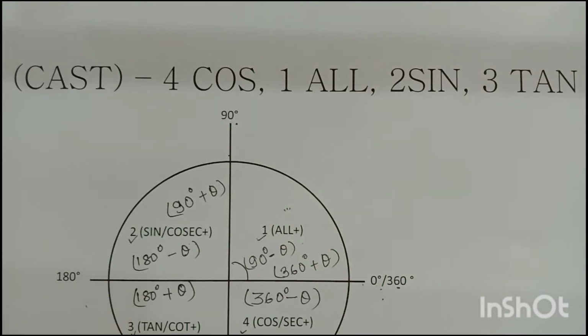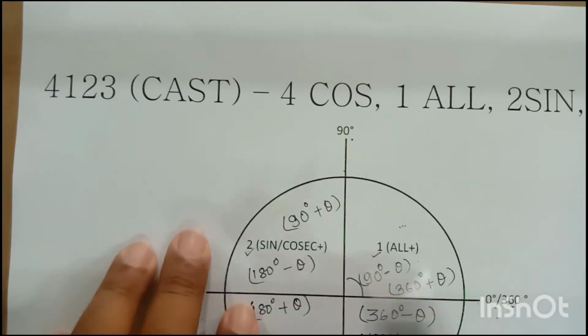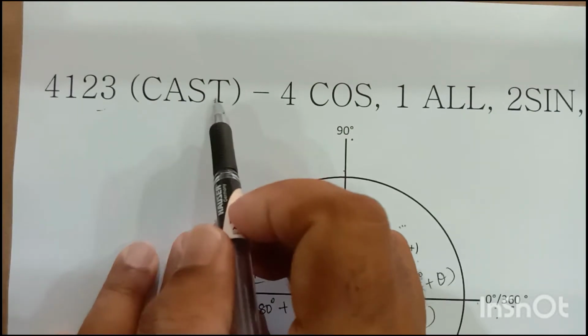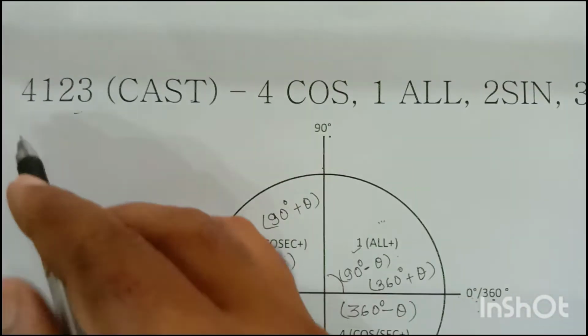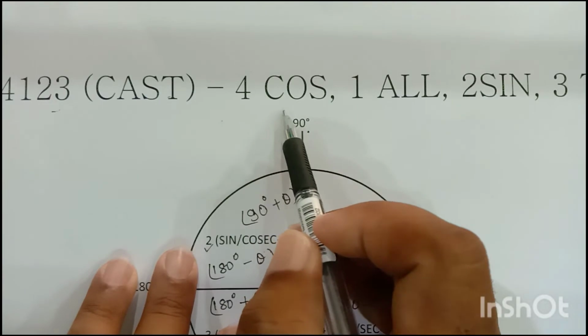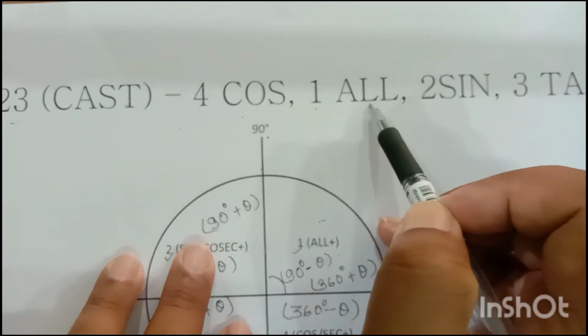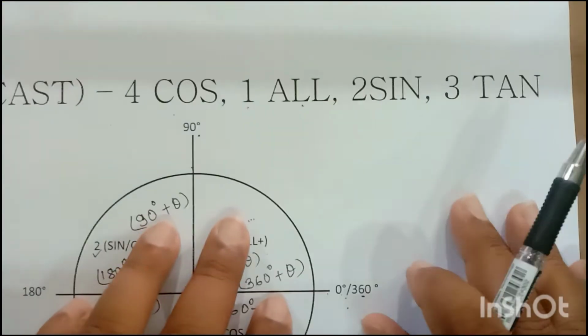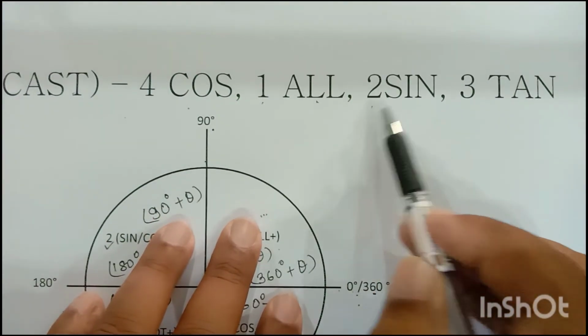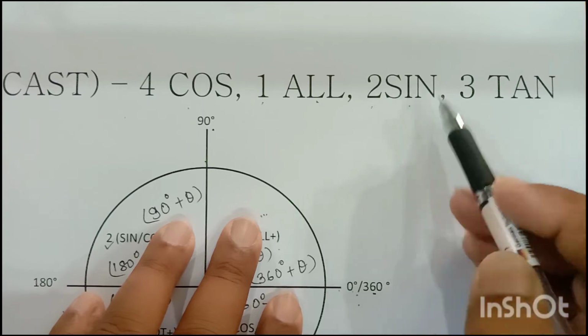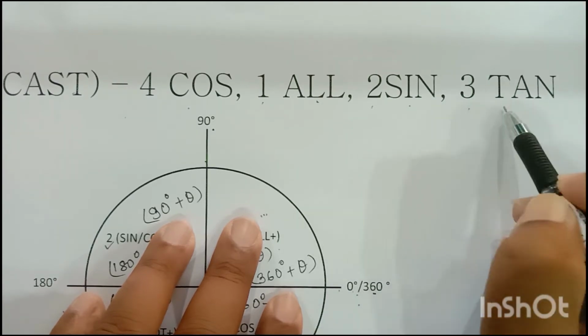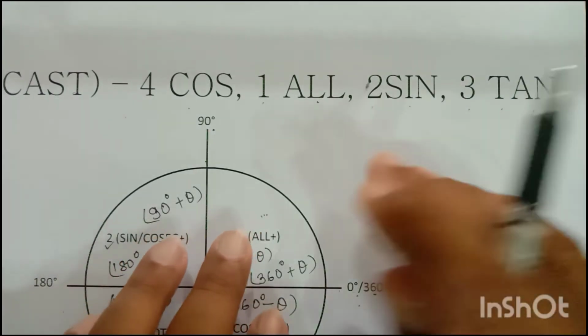In order to understand where the trigonometric ratios are positive, we have a rule that is known as CAST. CAST is related to 4 1 2 3. It means in the fourth quadrant cos is positive, not only cos, its reciprocal too. In the first, all are positive. In the second quadrant sine is positive as well as its reciprocal, and in the third quadrant tan and its reciprocal are positive.